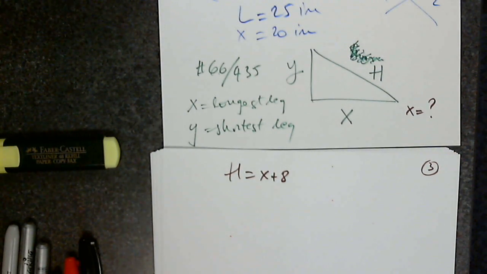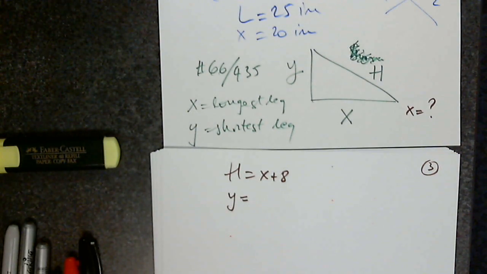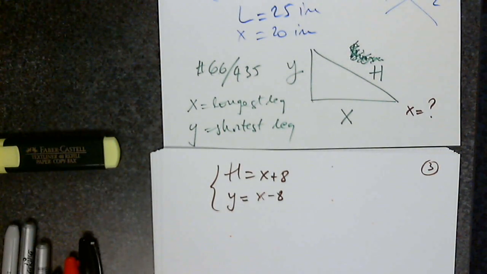Now the second one. The shorter leg is 8 centimeters shorter than the longer leg. The shortest leg, Y, is 8 centimeters shorter than the longer leg. So indeed, Y equals X minus 8. Would you agree? And we are asked to find the longer leg.